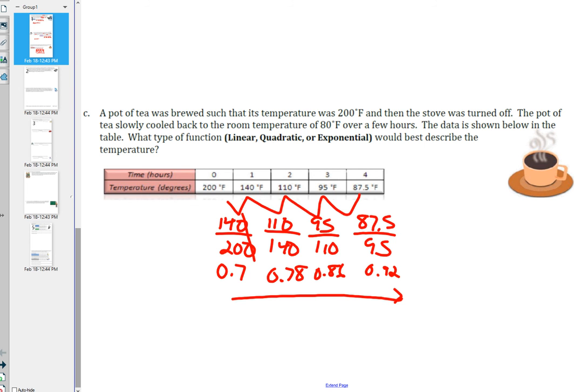Yeah, the only one this could be is exponential. It has to be exponential. If there isn't a common difference or a common second difference, it has to be.